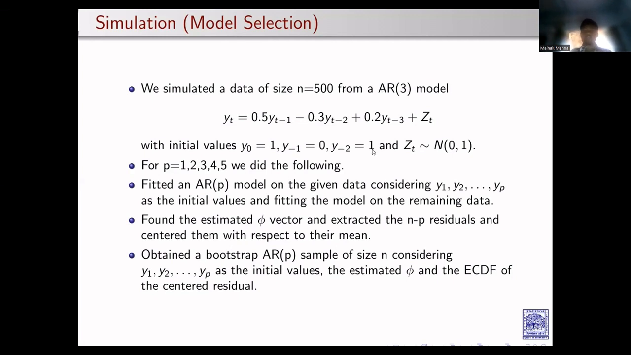And then, as usual, I fitted the model and got the coefficients and found the residuals, centered them with respect to their mean, and then from the ECDF, I chose 500 values, and I drew the y_t star values, and then did the usual thing.